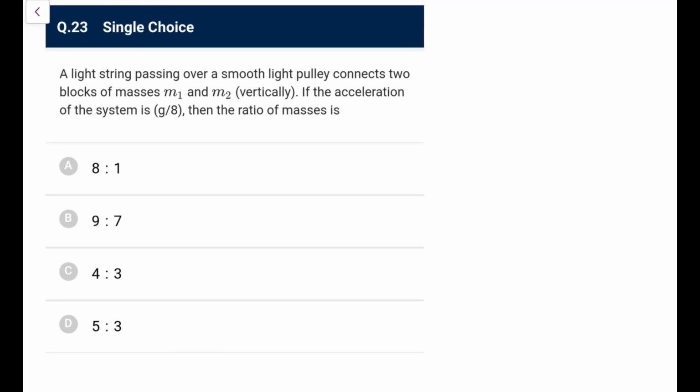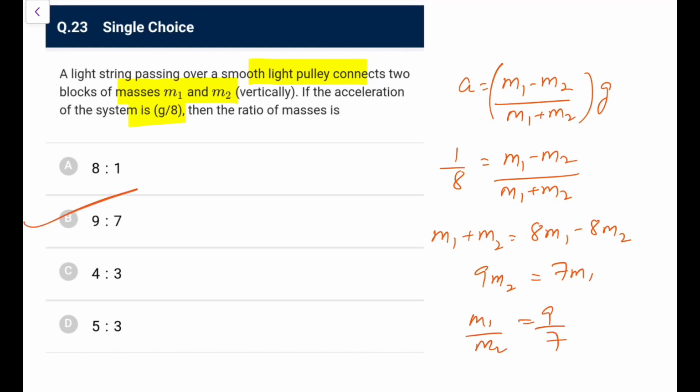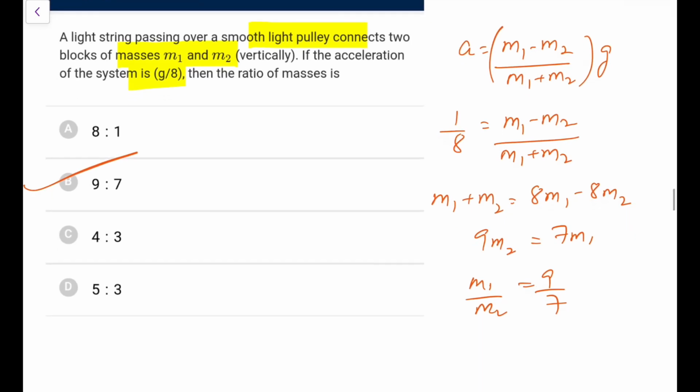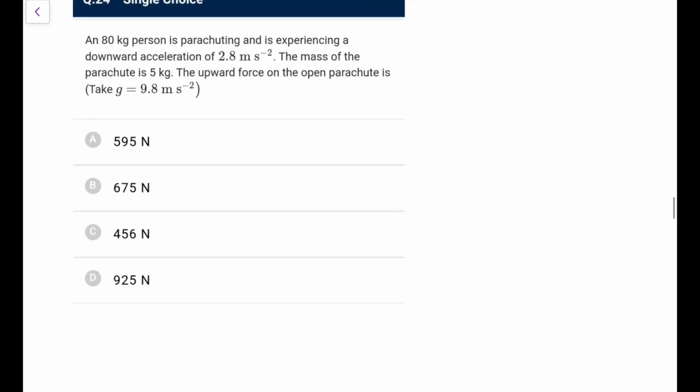Next, a light string passing over a smooth light pulley connects two blocks m1 and m2. If the acceleration of the system is g by 8, the ratio of their masses is? You directly know acceleration in this case is m1 minus m2 over m1 plus m2 into g. So this is g by 8, so 1 by 8 is m1 minus m2 over m1 plus m2. If you do this, m1 plus m2 is equal to 8 m1 minus 8 m2. So 9 m2 is equal to 7 m1, so m1 by m2 is 9 by 7. Go for option B here. It could be 7 by 9 also, because I don't know which one is heavier, but since 9 by 7 is given as an option, I'll go for that only.